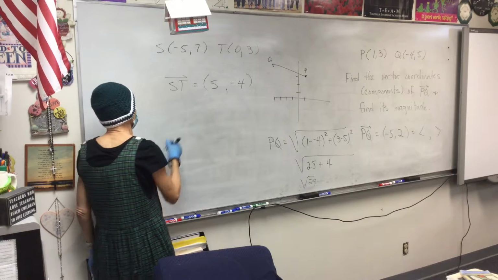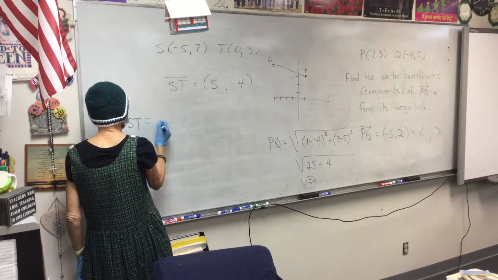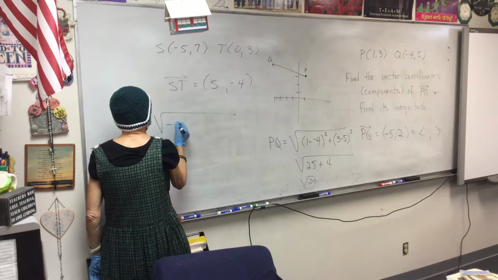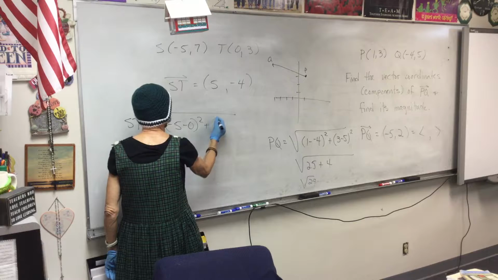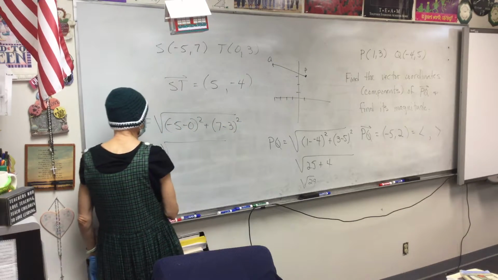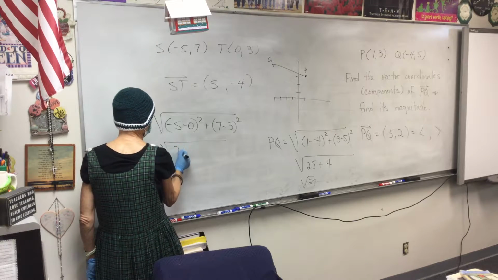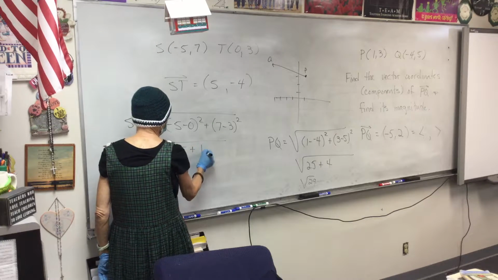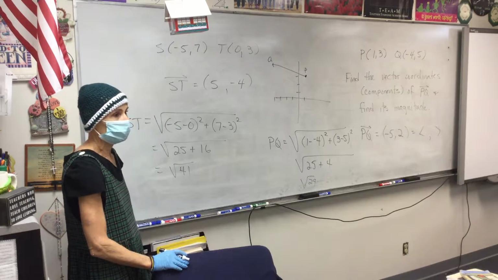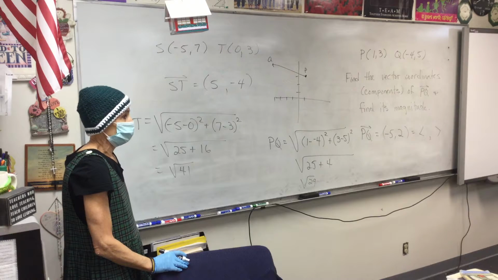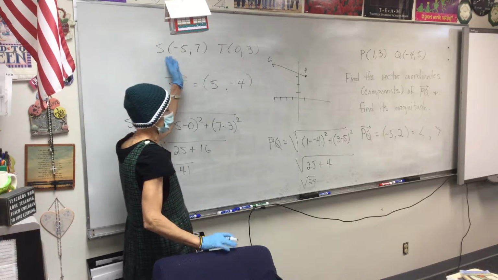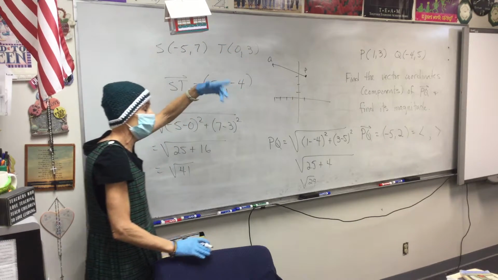All right, how about this one? Let's do this one. What's the magnitude of this vector? -5 minus 0, 7 minus 3. So we end up with, doing the arithmetic, 25 plus 16, that's the square root of 41. Everybody okay with that? Now I want to show you something, because you're not always going to have the coordinates. I'll show you what I mean when we do a couple more examples.